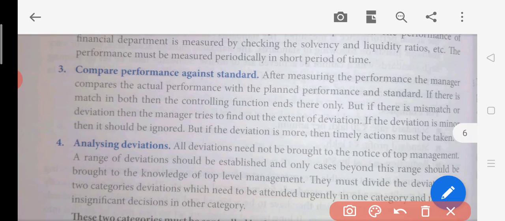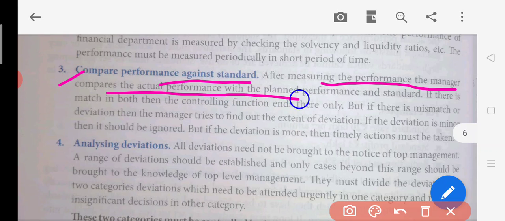Then in the third step, they are going to compare against the standard. After measuring the performance of the manager, compare the actual performance with the planned performance and standard. So here the actual work which you have done will be compared with the set standards. If there is a match in both, then the controlling function ends there only. If 100 units they are asking and you're making 100 units, that means you are working according to the standard. So here there is no problem.